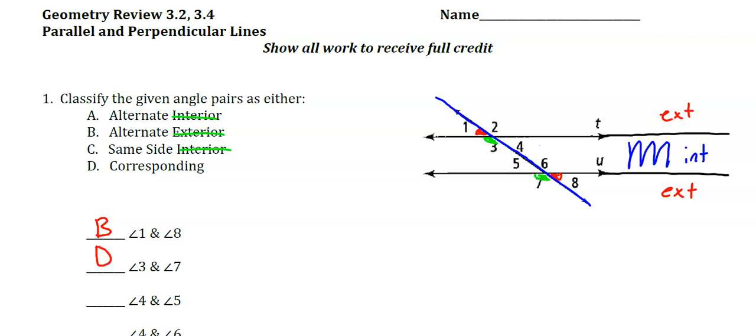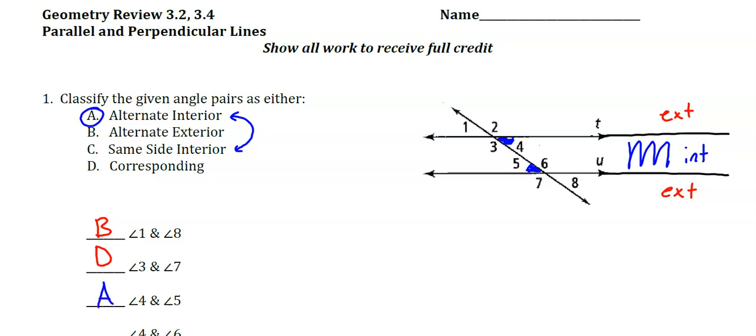Next one, number 4 and 5. So I'm going to erase some of this stuff here. So number 4 and 5, 4 is right there, 5 is right there. They are both on the interior. So I'm trying to make a decision between A or C. These are both interior, but they are on opposite sides of the transversal. So they're alternate interior. So that would be A.